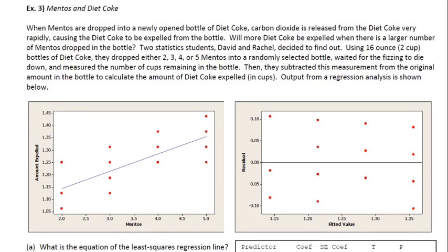Then they subtracted this measurement from the original amount in the bottle to calculate the amount of Diet Coke expelled in cups. Output from a regression analysis is shown below. So in the plot here, see the results from when they put 2 Mentos in, or 3 Mentos, or 4 Mentos, or 5 Mentos. So there's a positive association. Basically, the more Mentos they put in, the more Diet Coke was expelled. And there's the residual plot for the same data.